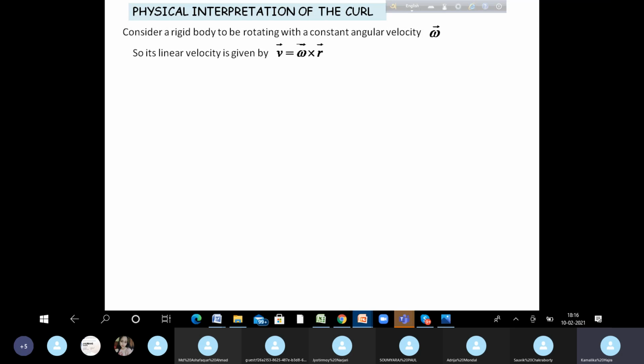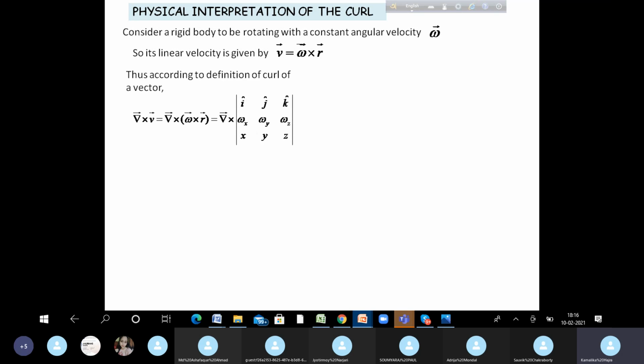So the linear velocity, you know the formula that the linear velocity is given by v equal to omega cross r. Okay. So if you now take the curl of this linear velocity v, then basically we are taking the curl of omega cross r, since v is omega cross r. So we write the determinant for omega cross r. This is what we get.